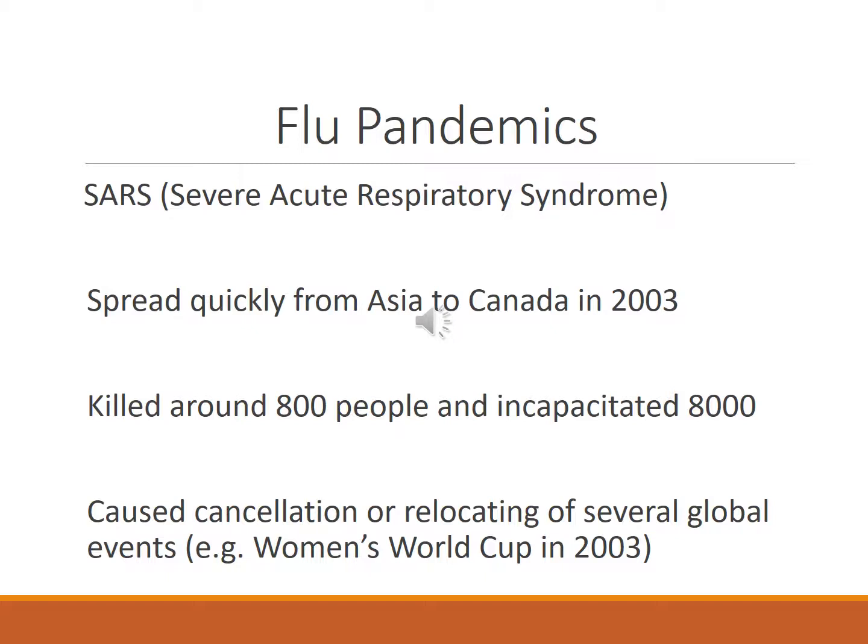But for a while there was genuine fear about this disease, the virus spreading throughout the world. In China and Indochina, it killed about 800 people and it incapacitated about 8,000 for a significant period of time. And the fear was sufficient with regards to this potentially becoming a true pandemic worldwide that they canceled several international events in China that were scheduled for the year 2003, including the Women's World Cup.